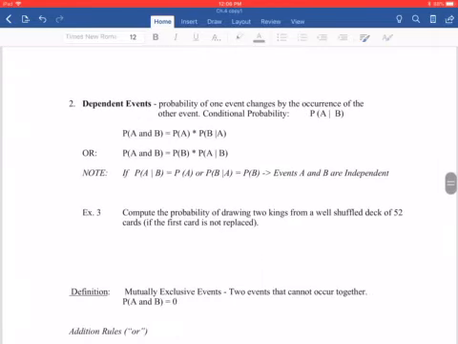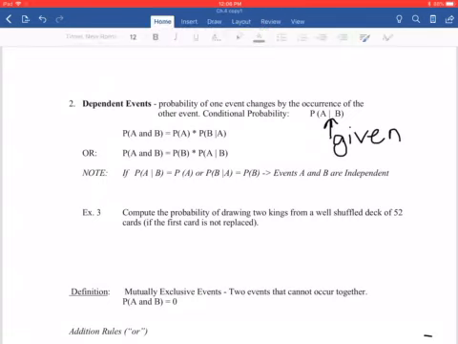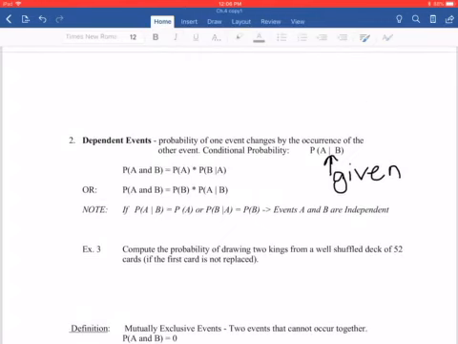I like to use an example. Dependent events are when the probability of one changes the probability of the other, and we use something called conditional probabilities. Conditional probabilities we write as the probability of A given B. This line we read as the word given. A good example of this is when we draw cards out of a deck, and whether we replace them or not replace them.